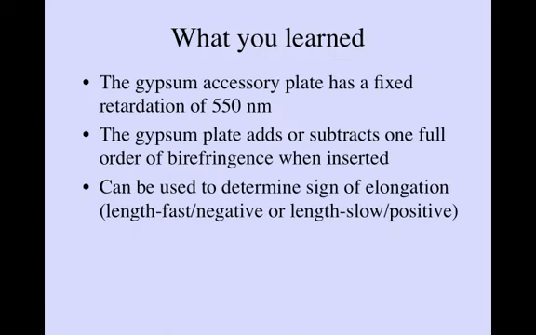All right, what you learned was that the gypsum accessory plate has a known retardation of 550 nanometers, that the gypsum plate adds or subtracts 1 full order of birefringence or retardation when you insert it, and the gypsum plate can be used to determine the sign of elongation, either whether a mineral is length fast or has a negative sign of elongation, or length slow and therefore a positive sign of elongation. So try this in class.